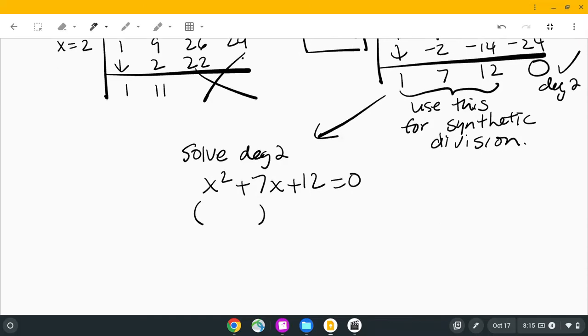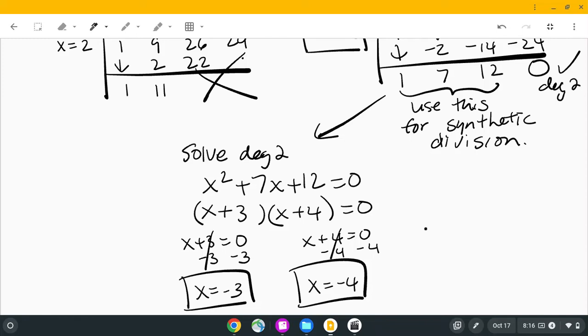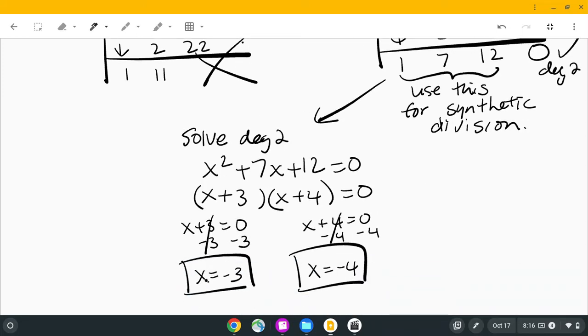Okay, let's see if this factors. x times x, positive and positive. Oh, look at that, 3 and 4. So x plus 3 equals 0. x plus 4 equals 0. Solve each one. So I'm going to subtract 3 on both sides. They cancel. So x equals -3. There's my second answer. Subtract 4. There's my third answer. So I found all 3 answers: -2, -3, and -4.